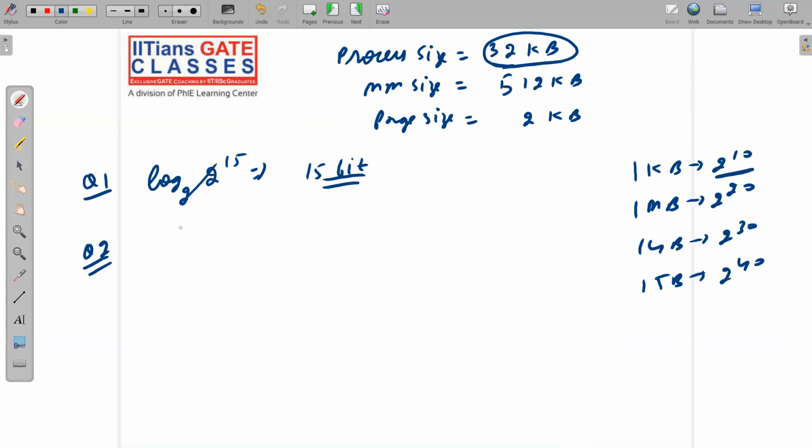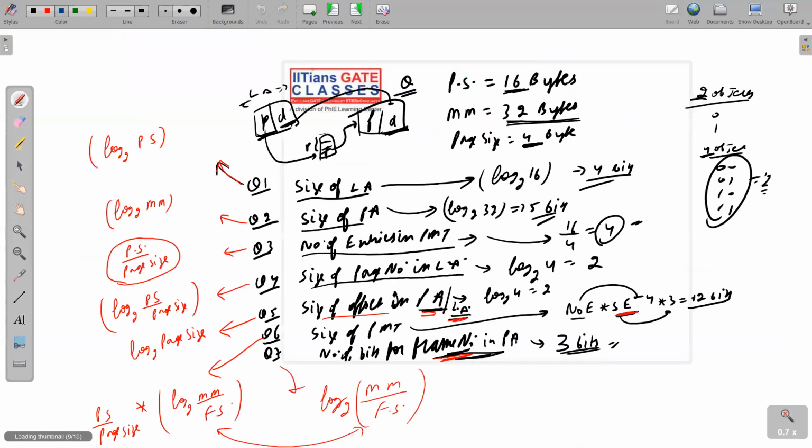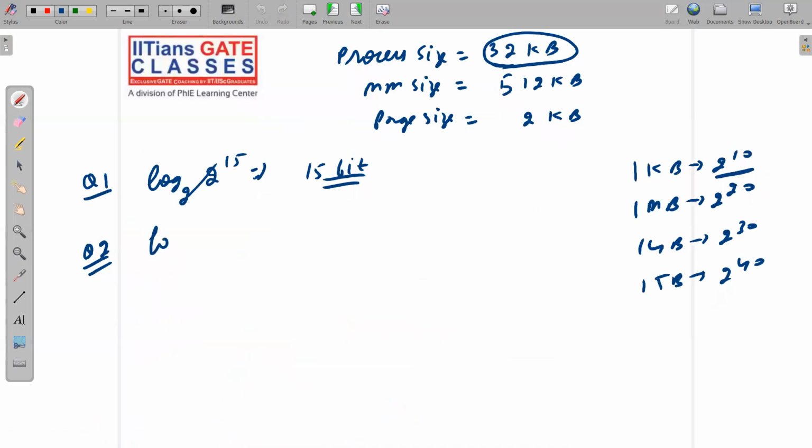Next question is size of physical address. Log base 2 of main memory size. Main memory size is 2 power 19. So you will simply say 19 bits.